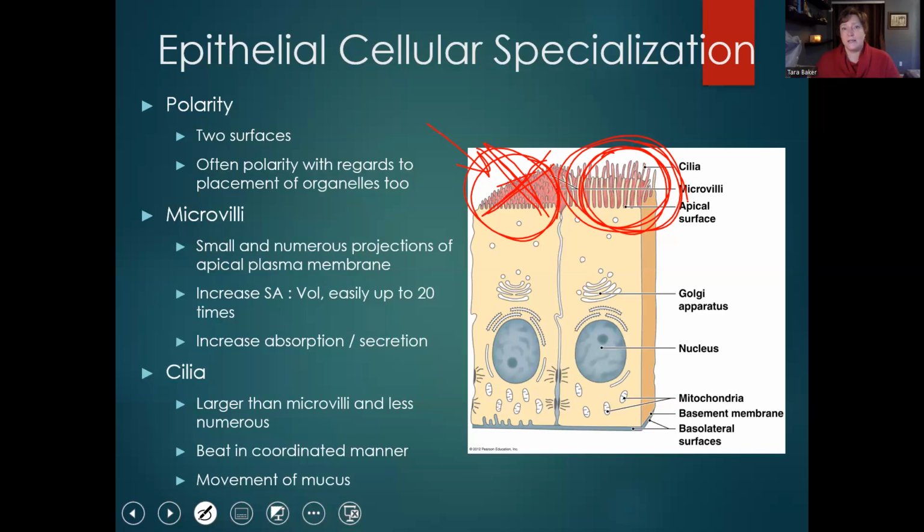Another place that we see cilia is in a female's fallopian tubes. In her fallopian tubes, she has cilia that line those tubes and move the egg towards the uterus. It helps to push it in the right direction. Okay, so these are epithelial cellular specializations.